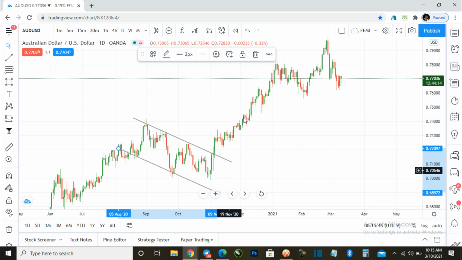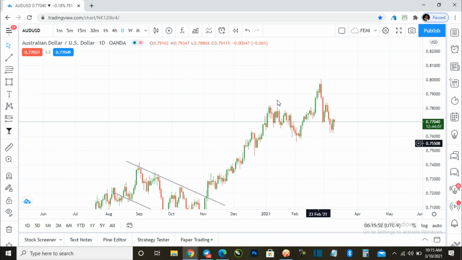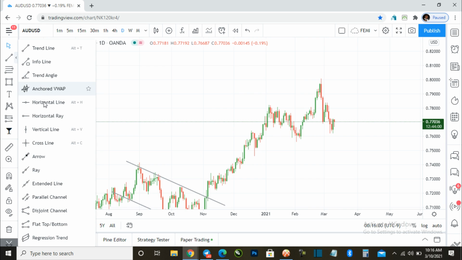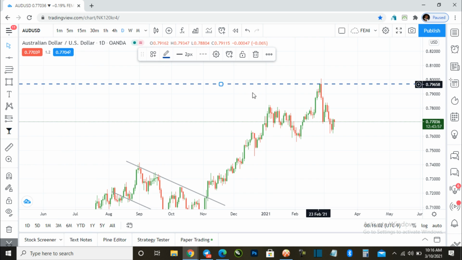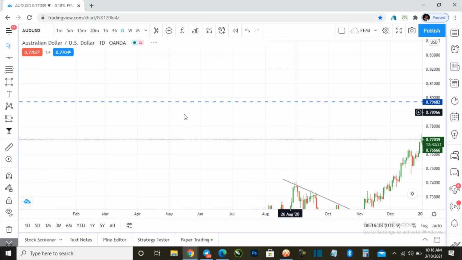Hi traders, once again we are at this area of trading. Today we are going to talk about another pair, Australian dollar USD. Here we have a resistance area. Let's put a line here. This is the highest point which the market has touched so far.